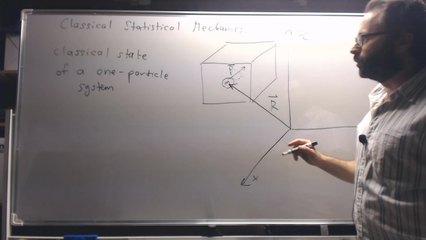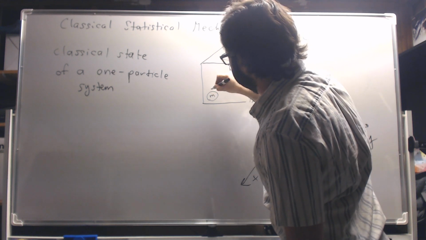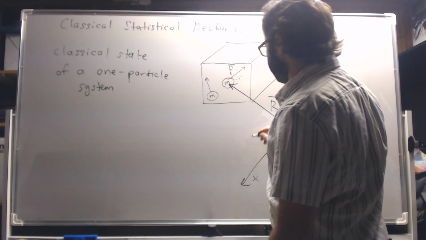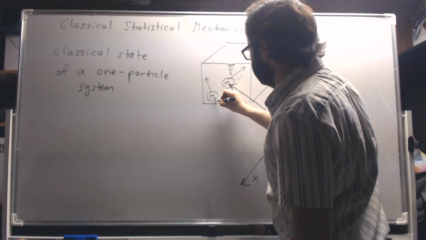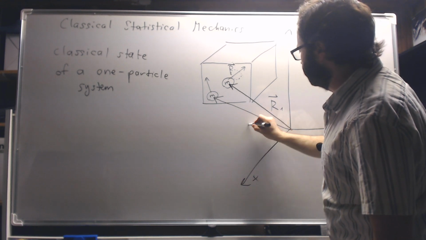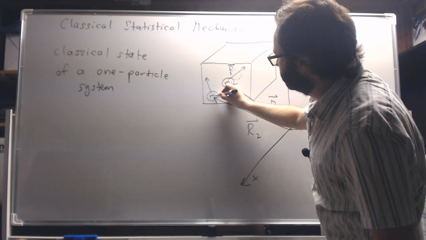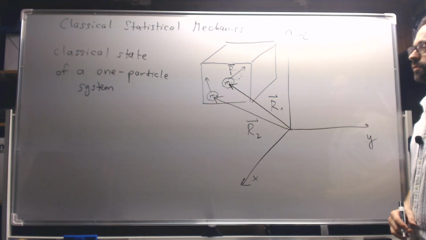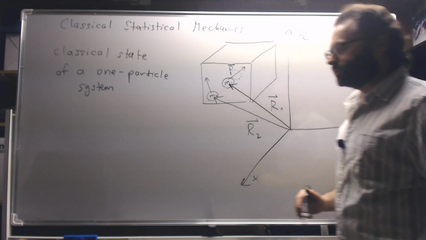What about a multi-particle state? What if you had two particles? Well, this particle might be traveling there. Its position vector is here. Let's call this maybe R1 and R2. Perhaps this is M1 and M2. Maybe there are different particles with different masses, maybe the same mass. And so this is the classical mechanical state of the two-particle system.